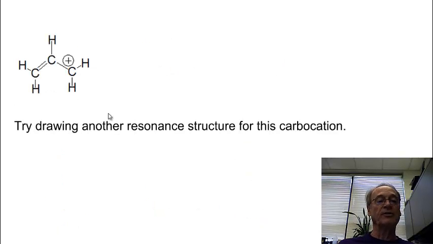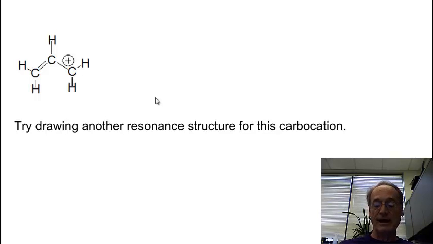Now, here's another example. In the last two cases, we had negative charges involved. In this case, we have a positive charge involved. Notice there are no lone pairs here, but this is the resonance structure of a particular kind of polyatomic ion with a positive charge. One thing you'll notice is that this carbon does not have an octet, but that's okay in this case because there's no way all the atoms are going to have an octet. There just aren't enough electrons in this particular molecule. Now I would ask you to try drawing another resonance structure for this carbocation.